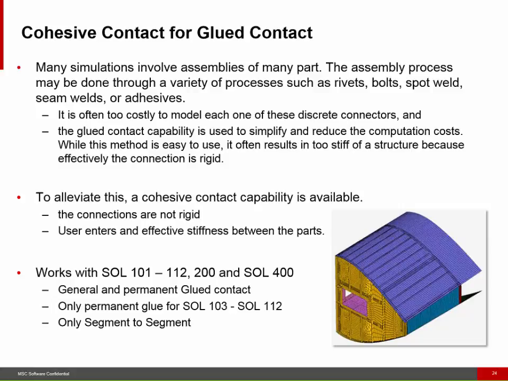And this works basically for all types of glued contacts. It can be used in linear analysis, so solution 101 to solution 112 and solution 200. And it can also, of course, be used in solution 400. And it supports both the general and the permanent glued contacts. Of course, in the dynamic solution sequences, they can only be permanent glue.